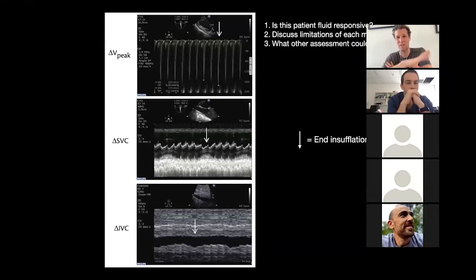So I think if you're talking about someone being fluid responsive, and I'm showing you these things, the very first thing you've got to say is, do they meet criteria so that we can even use these? And that means, as I said, avoiding tachypnea, tachycardia, plateau pressures greater than 28, tidal volumes greater than 8 mils per kilogram, fully mandatory ventilated. Those are the criteria that you've got to have to be able to do it. And they've got to be in sinus rhythm is the last one.